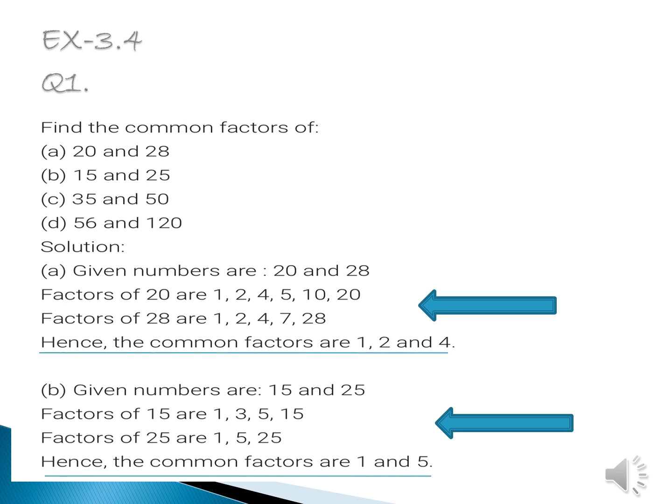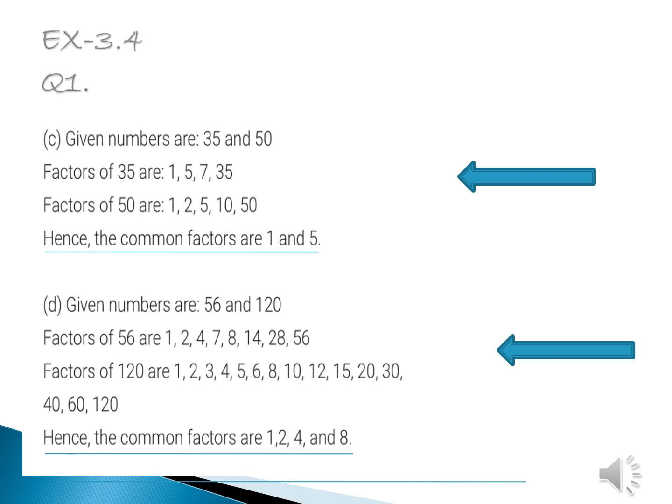So let's move on to the B part. We have to find out the common factors of 15 and 25, right? So the factors of 15 are 1, 3, 5 and 15, and factors of 25 are 1, 5 and 25. So it's very easy. The common factors of 15 and 25 are 1 and 5. C and D part are also solved here similarly, so you can try it yourself.